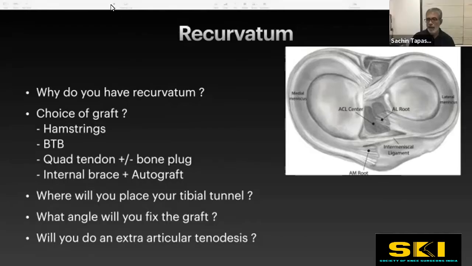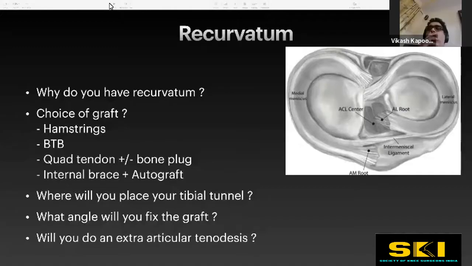Will you do an ITB LET or would you do an ALL? I'll do ITB LET. Anyone who wants to do an ALL? Bhushan, you're the ALL man. Yeah, so I would prefer to do an ALL rather than LET in this guy because of the hyperextension. And I'll fix the ALL in full extension again. So it will stretch out a bit, but it will still give some support to rotational issues. He's got grade 2 pivot in your clinical assessment, so it will be much more in your evaluation under anesthesia. So I would do an ALL reconstruction.